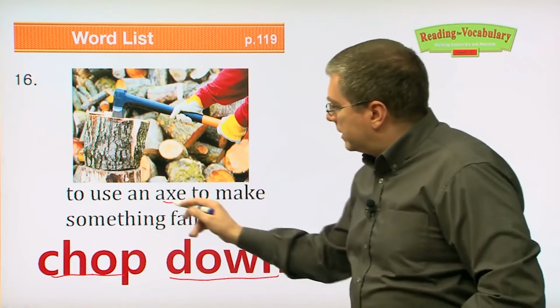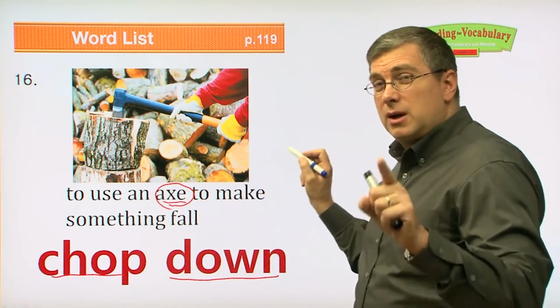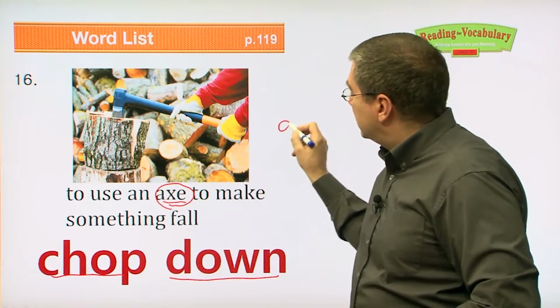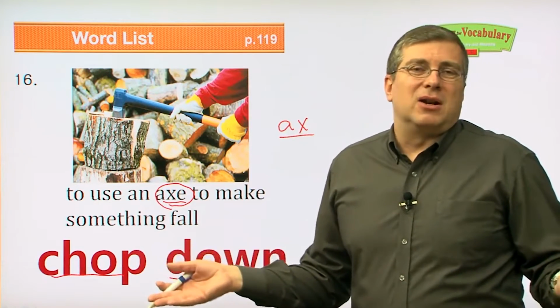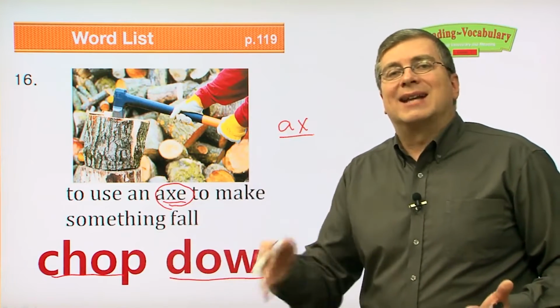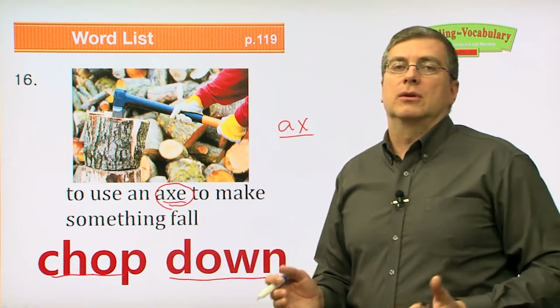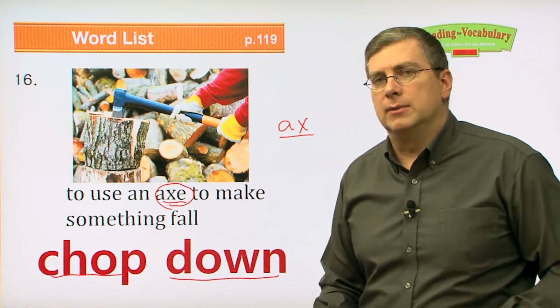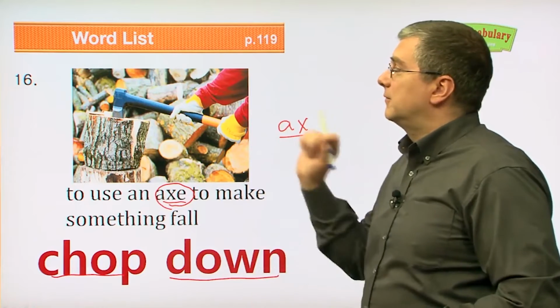Oh, by the way, look at this. Axe. Before, on the first picture when I was talking about Paul Bunyan, I looked at his axe and I spelled it that way. It doesn't matter. You can spell it A-X or A-X-E. Both spellings are acceptable in English. So don't be confused about that one. Okay, next one. Oh, that's it for the words.